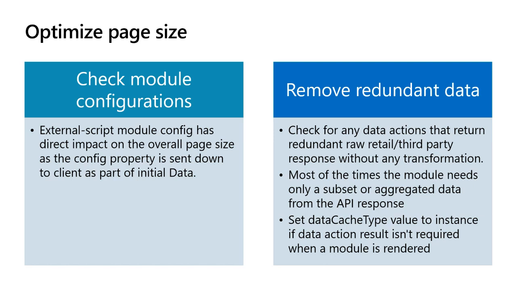As of Commerce version 10.19 release of the module library, the data cache type value is set to instance by default for all retail server proxy data actions that are typically called from core data actions. Because retail server proxy data actions are now set to use the instance cache, the results won't be sent to the clients and custom modules should not use them directly. Instead, custom modules should use either core data actions or custom data actions that use retail server proxy data actions.